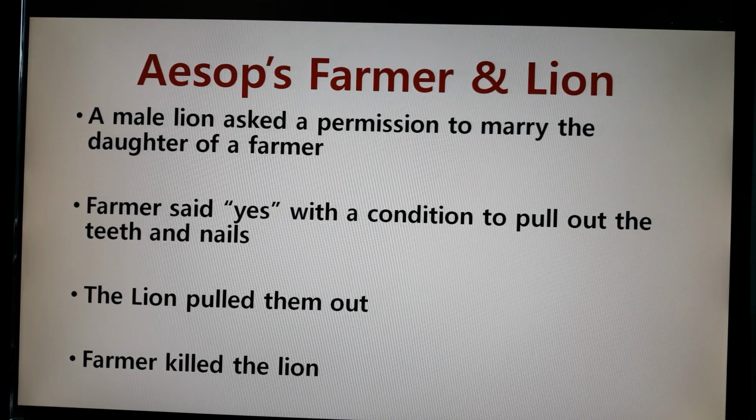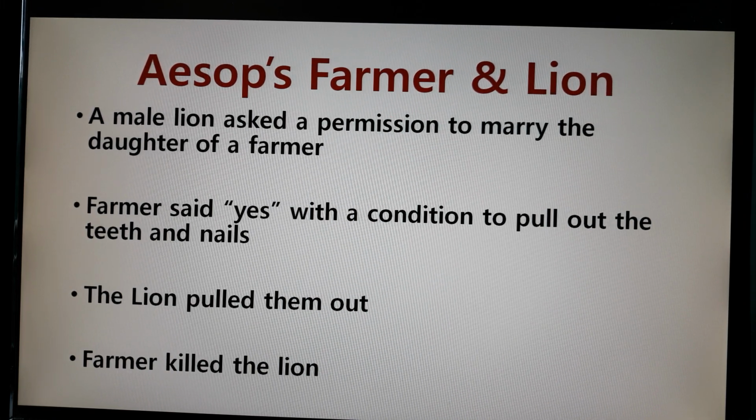I read this story when I was about 5 years old. I thought, wow, this is a beautiful love story. The lion pulled out his teeth and claws and married the love of his life. It didn't turn out that way. What was the end of the story?